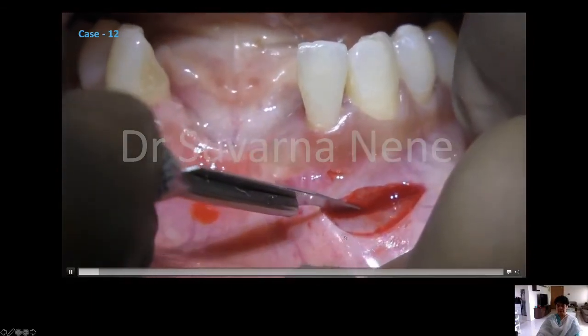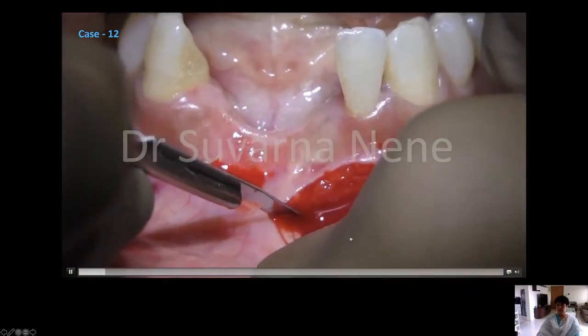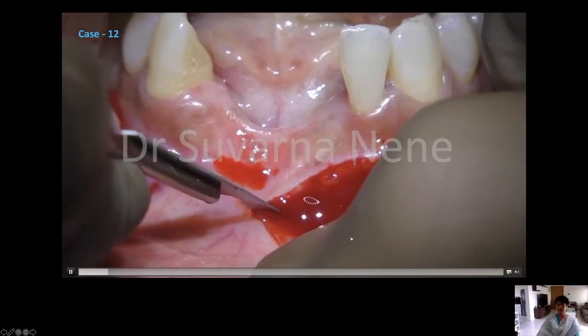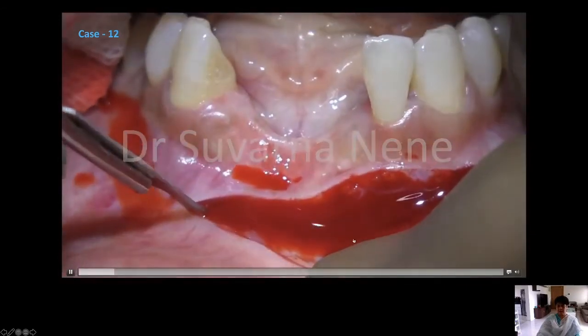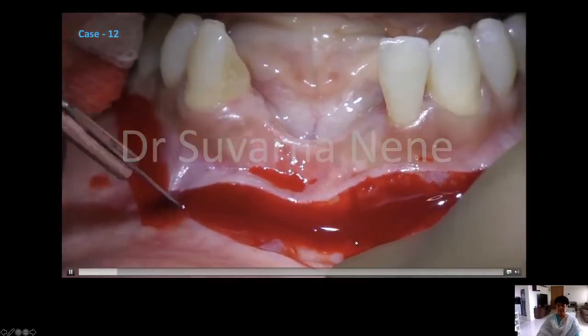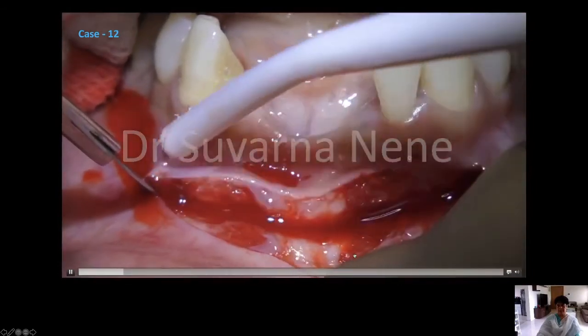Now this incision is not on the crest, because if you take a crestal incision, you are really going to have difficulty in closing. So this is called a lip switch design of the incision. It's a partial thickness incision.